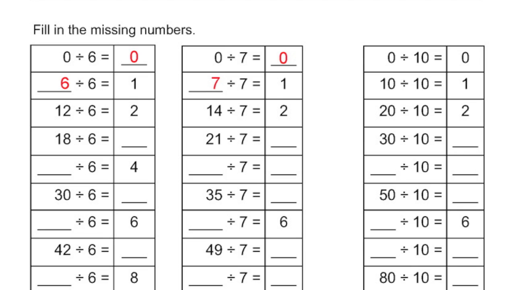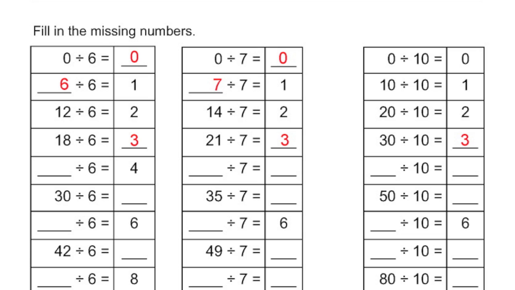And so I want you to notice that 18 divided by 6, well, hopefully you already know that that one is equal to 3. 21 divided by 7, that's also equal to 3. And 30 divided by 10 is also equal to 3. So I'm going to go ahead and fill those in right there. So if the answers are going in order, you can reverse it out.